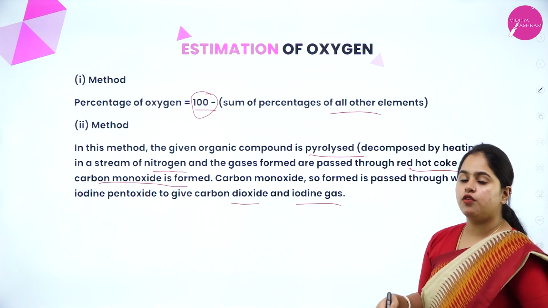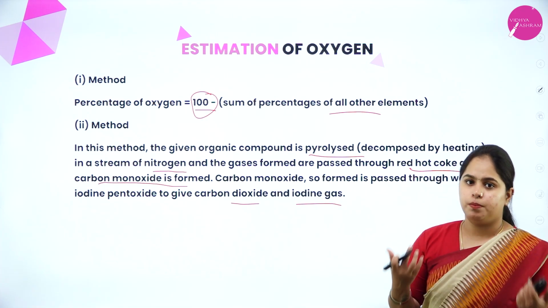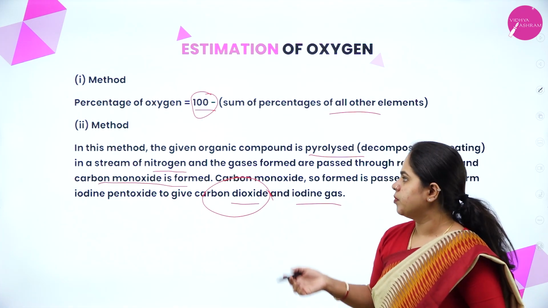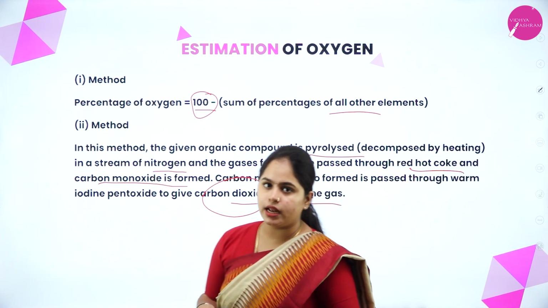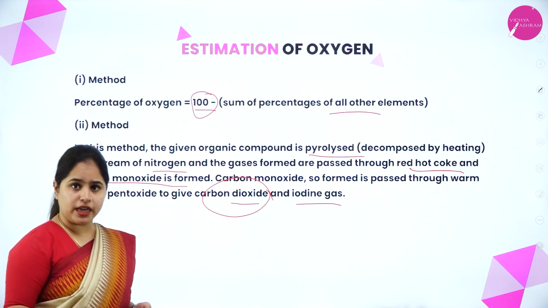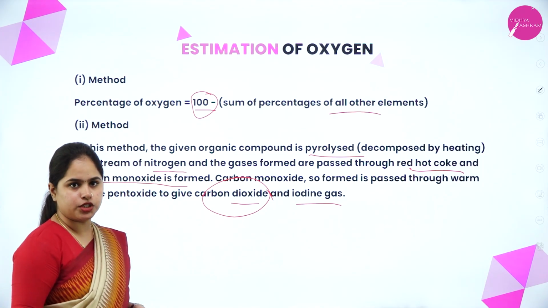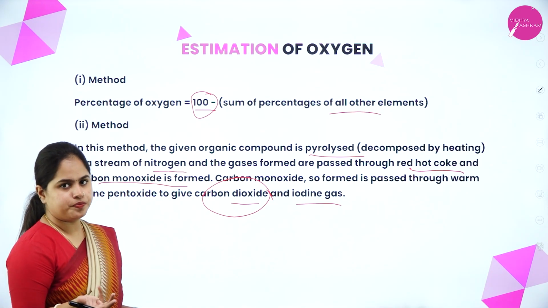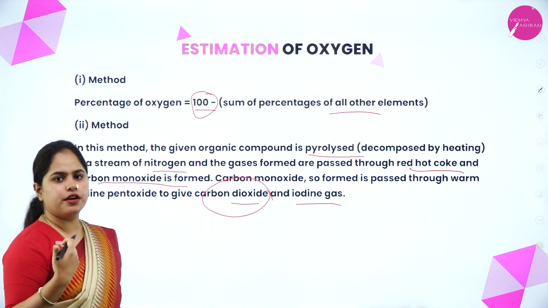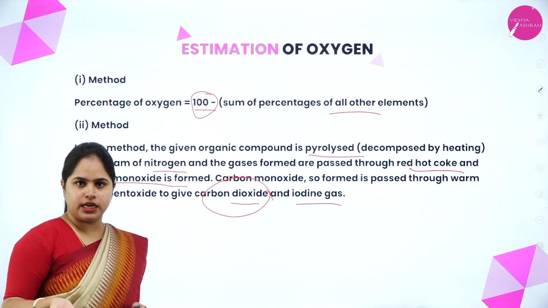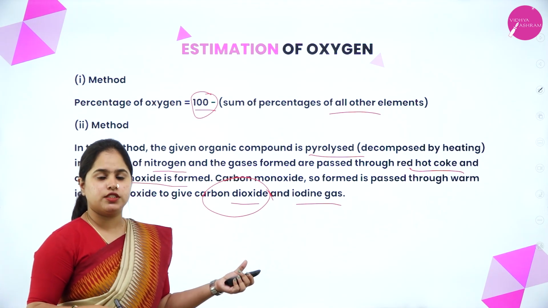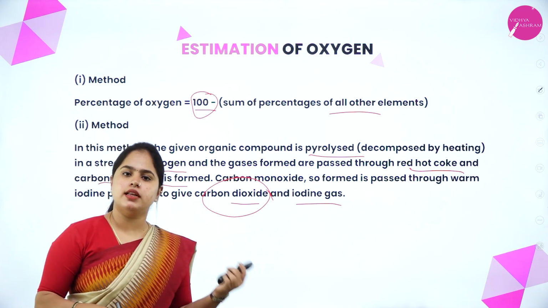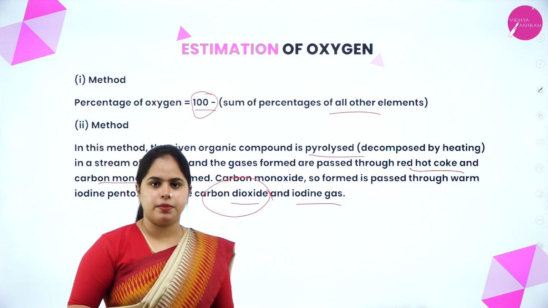From that we can calculate the percentage of oxygen, that is, from the amount of carbon dioxide which is given out. So what are we doing? The organic compound is pyrolyzed by passing it through nitrogen, and the gases which are formed are passed through red hot coke. It reacts with carbon, and carbon monoxide is formed. Now the carbon monoxide is passed through warm iodine pentoxide, which will finally give carbon dioxide and iodine gas, from which the percentage can be calculated.